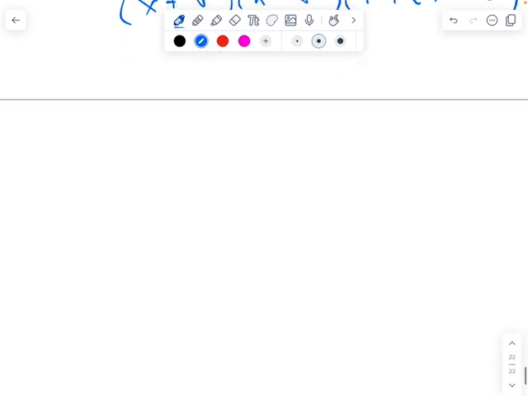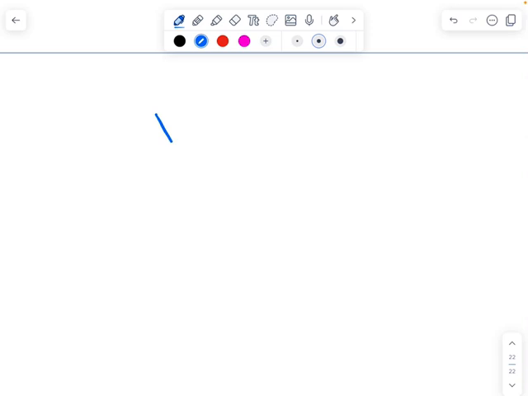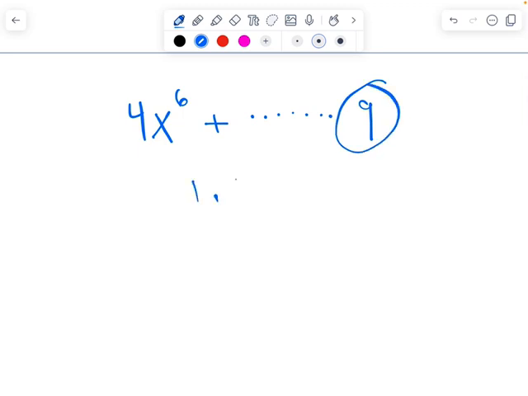Okay, one more example. This one, do on your own. Let's say we've got x to the 6, let's do 4, plus something, something, something, and we'll do 9 at the end. Okay, so if this equation has rational roots, they're going to be in the form of factors of 9, 1, 3, 9, over factors of 4, 1, 2, 4, with a plus and minus.